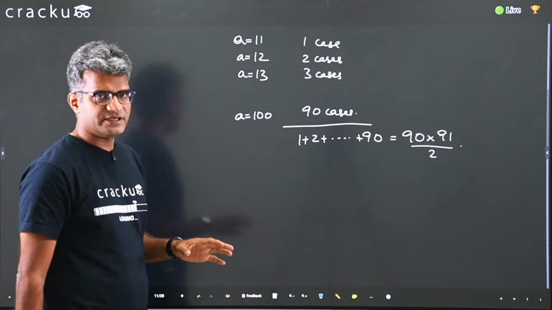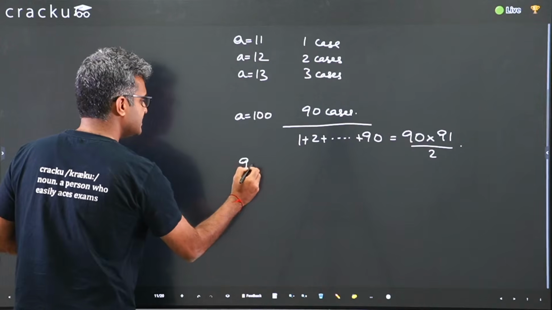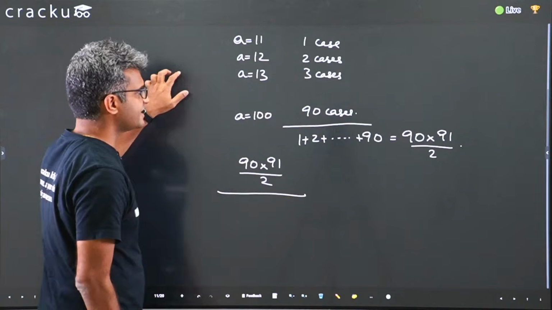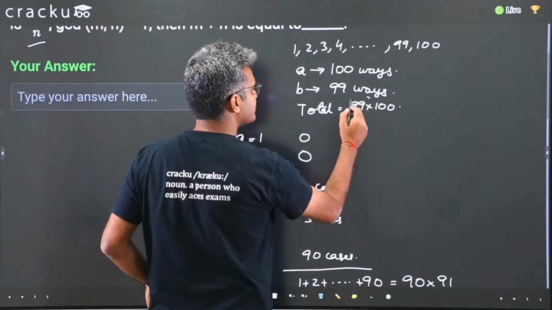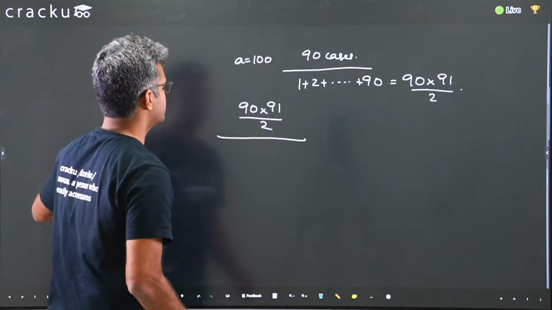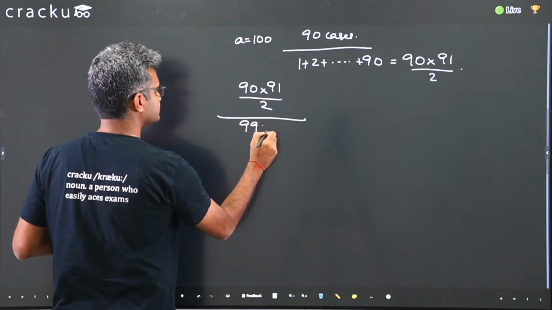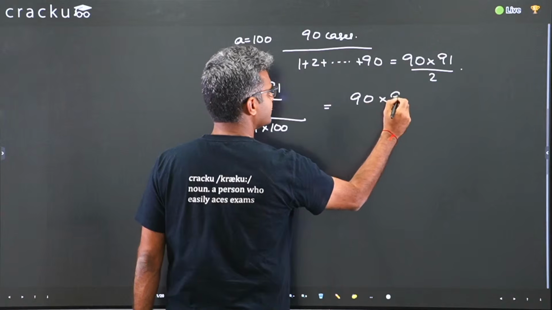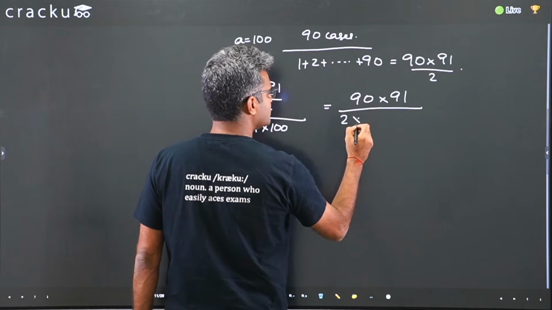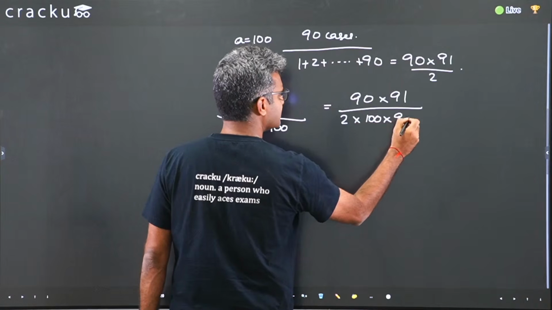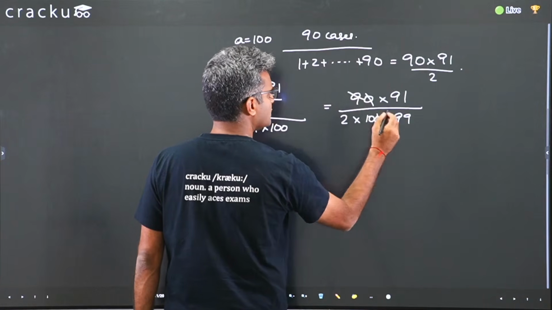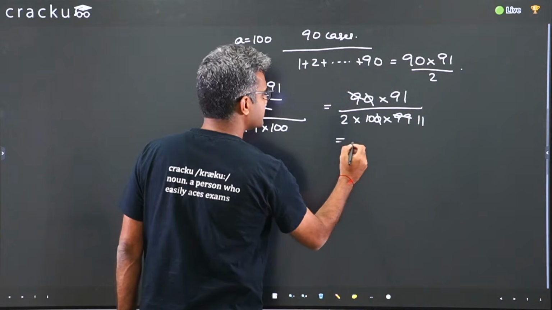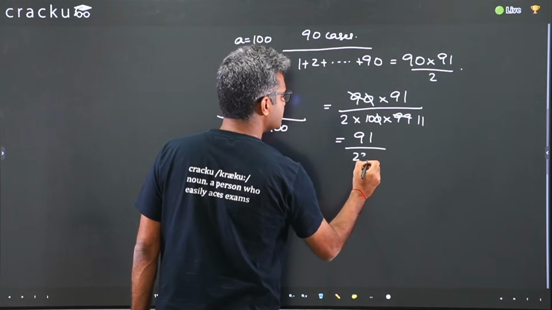So what is the required probability? The required probability is 90 into 91 by 2, these are the permissible cases, divided by the total number of cases. The total number of cases is 99 into 100. If you are simplifying it, this will be 90 into 91 divided by 2 into 100 into 99. You can cancel this 0, and 99 and 90 you can divide by 9. So the required probability is 91 divided by 220.